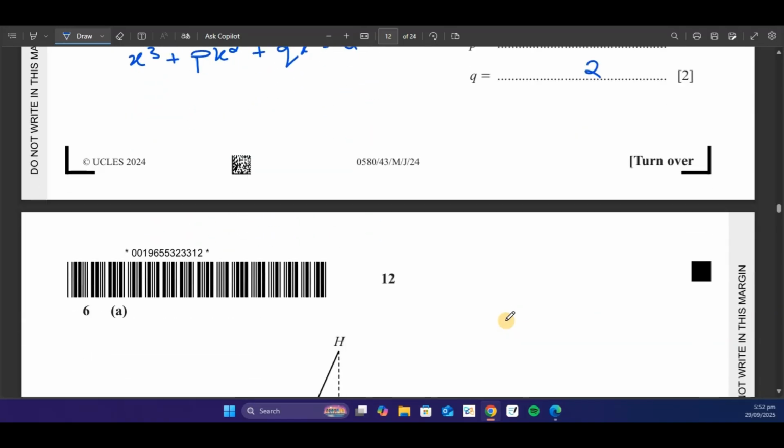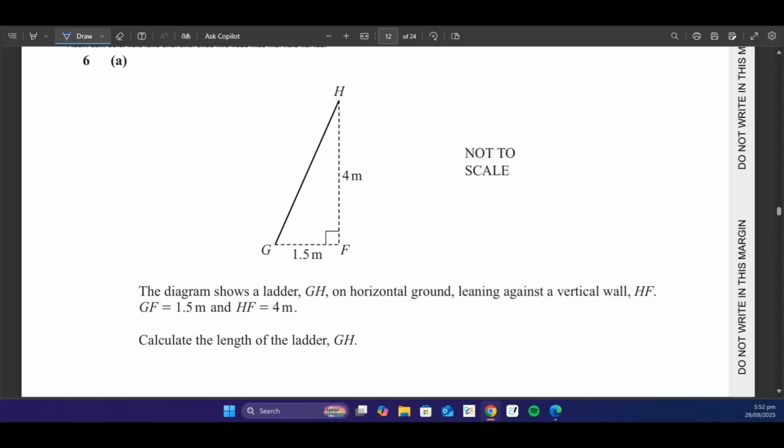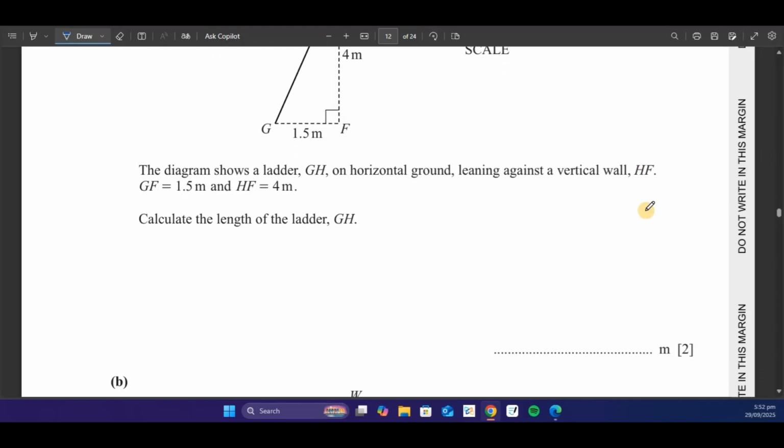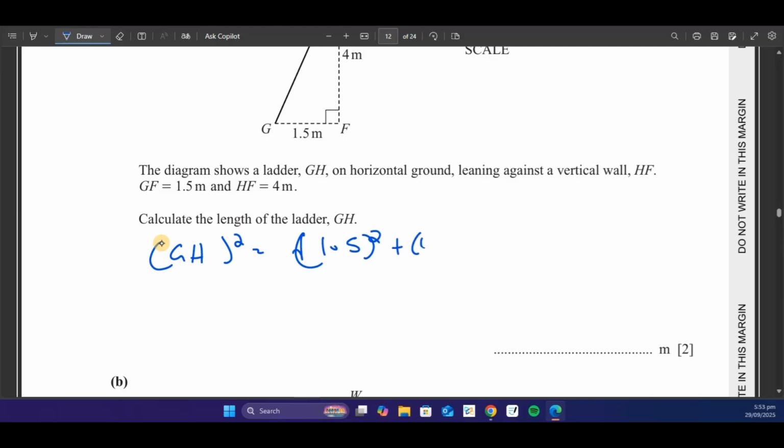Perfect. Question number 6, part A. The diagram shows a ladder GH on horizontal ground leaning against a vertical wall HF. GF is 1.5 and HF is 4. Calculate the length of the ladder GH. Simple Pythagoras. GH squared is equal to 1.5 squared plus 4 squared. That should give us GH is equal to the root of 1.5 squared plus 4 squared, and that would give us 4.27.